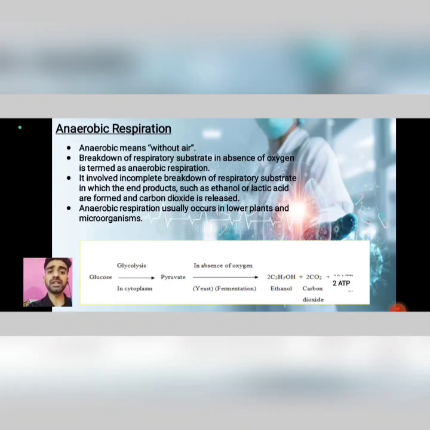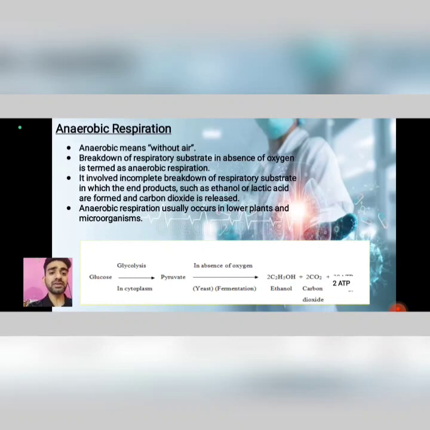If we talk about yeast, the pyruvate gets converted into ethanol, carbon dioxide and only 2 ATP molecules. So here the energy production is very little, right? And it also occurs in muscle cells, where pyruvate gets converted into lactic acid, right?